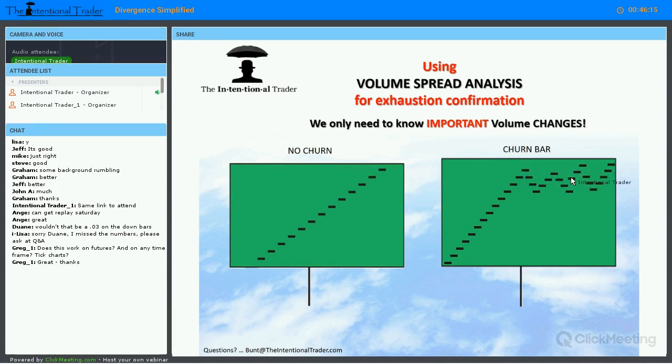But the sellers keep coming in, trying to destroy what they did over here, right? They're pushing the price up. So there's a churning action. This is really important, if you want to think about it this way.